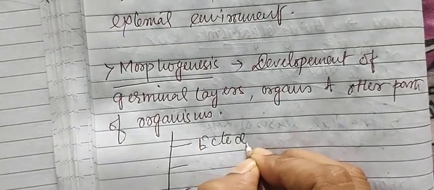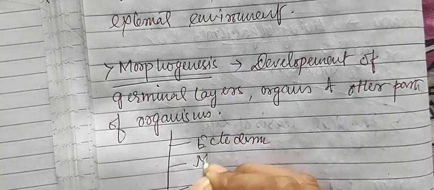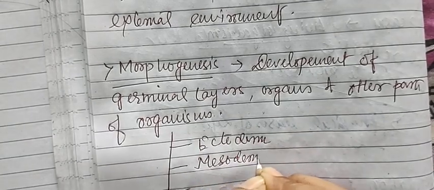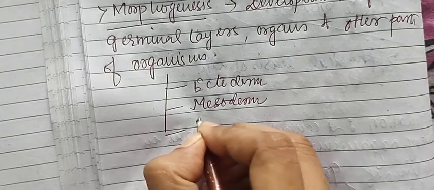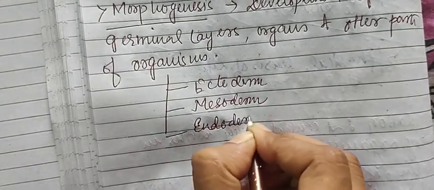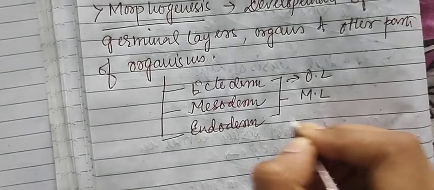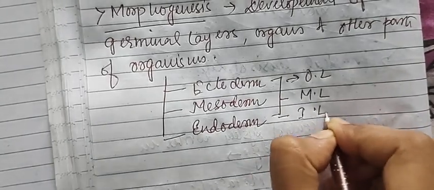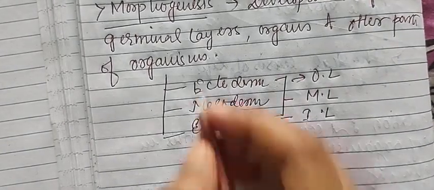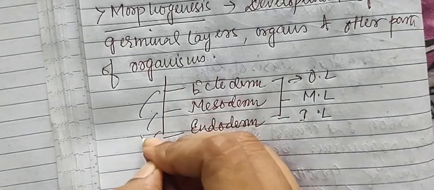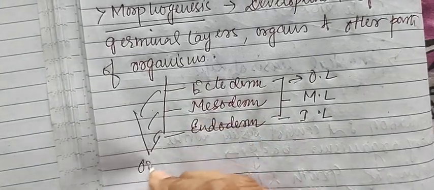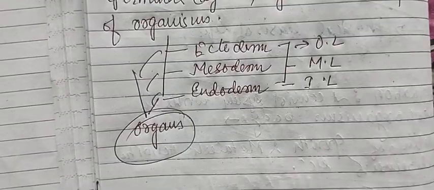ectoderm, mesoderm and endoderm. Ectoderm is the outer layer, mesoderm is the mid layer and endoderm is the inner layer. Through these layers different kinds of organs are produced in our body. All the organs are produced from these three layers.